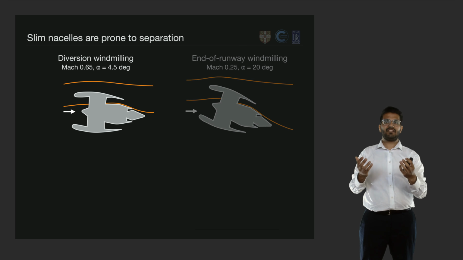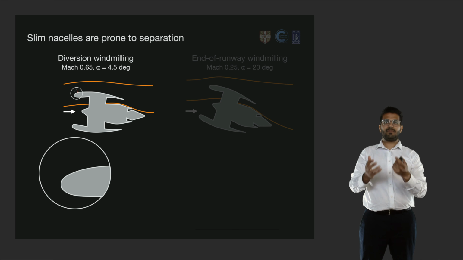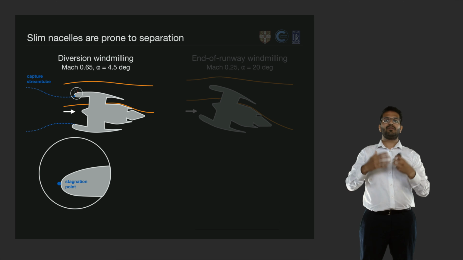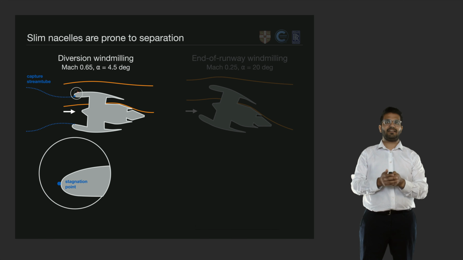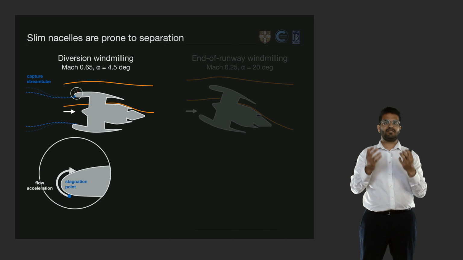Diversion windmilling features a relatively high Mach number and low angle of attack. If we zoom in around the leading edge and consider the capture stream tube during normal operation, we can see that the stagnation point sits somewhere around the leading edge of the nacelle on its highlight. However, if the engine were then to be shut down, the capture stream tube would get contracted due to the lower mass flow rate through the engine, and as a result the stagnation point would move downstream inside the intake. As a result, flow now has to pass around the highly curved nacelle surface.